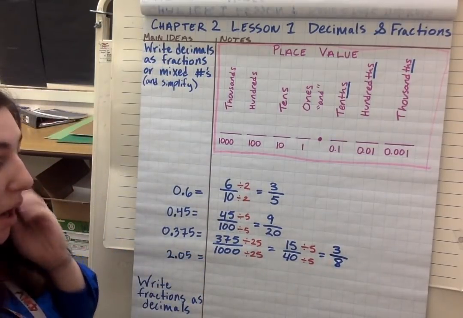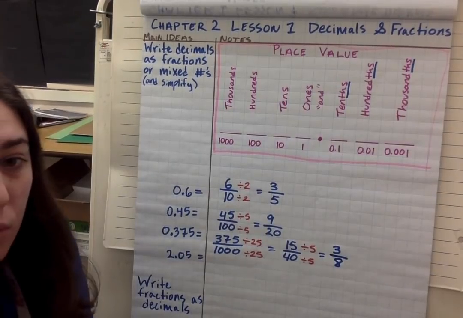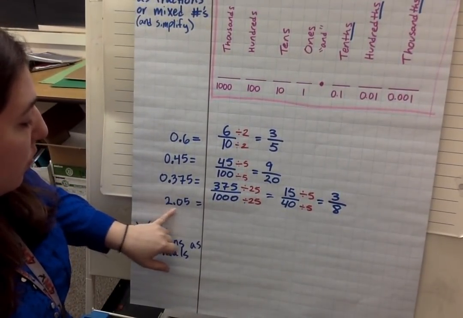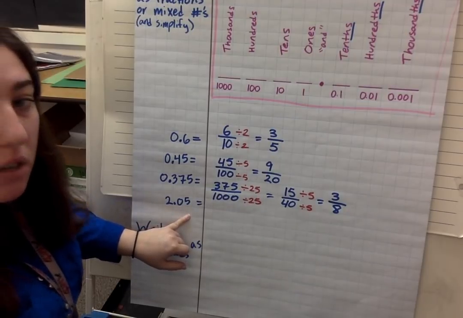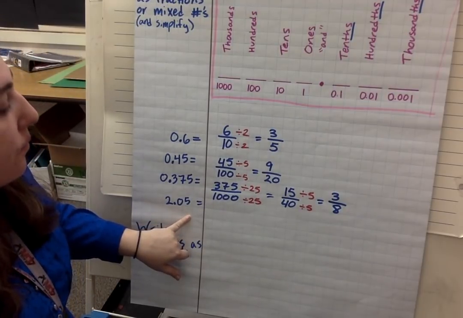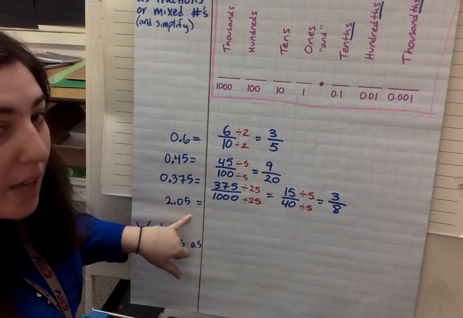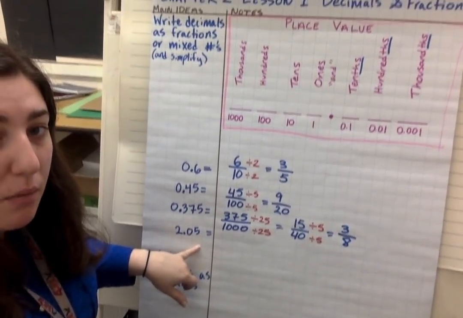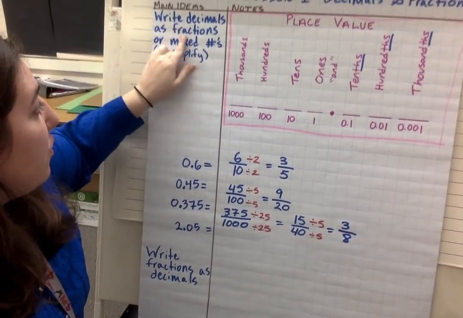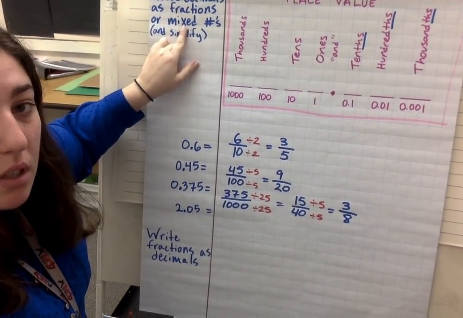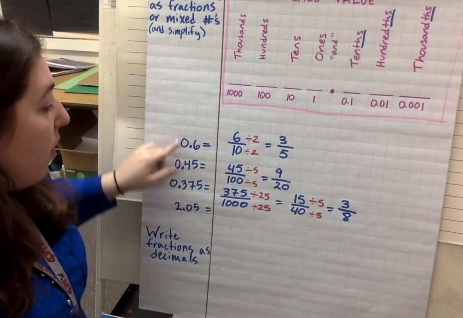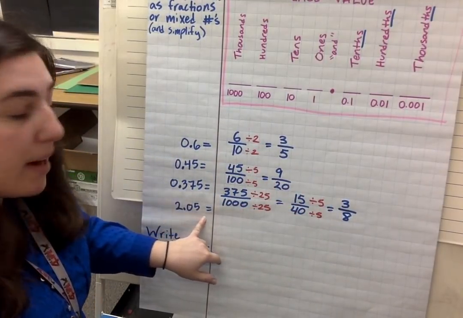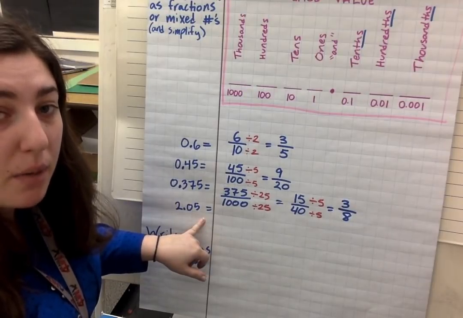Okay. All right, let's try this last one, 2.05. That's our last decimal. And this one will actually turn out to be a mixed number. Remember, we said that we could write decimals as fractions or mixed numbers. So far, we have been writing all these decimals as fractions. Now we're going to write this decimal as a mixed number.